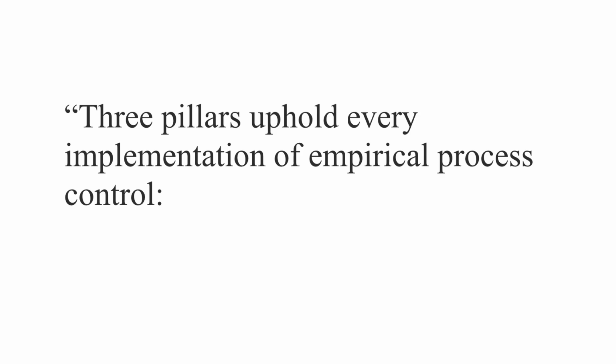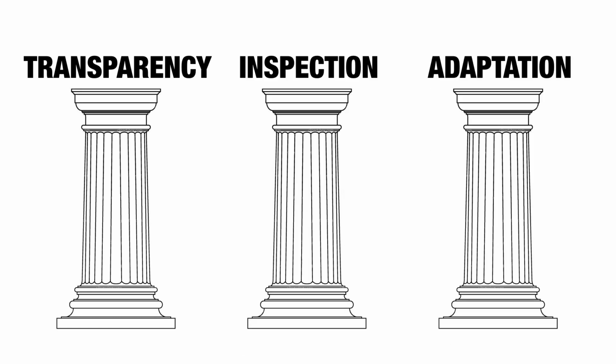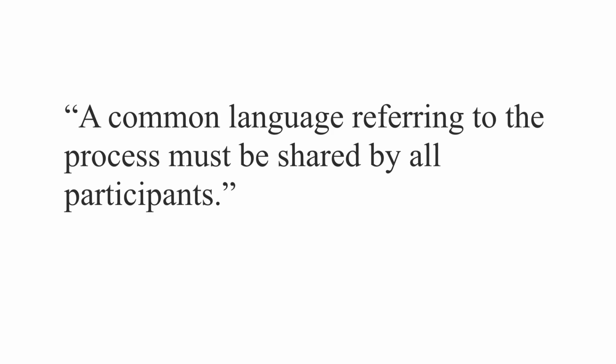Three pillars uphold every implementation of empirical process control: transparency, inspection, and adaptation. What do the three pillars mean in the context of Scrum? Well, for transparency, the Scrum Guide provides us with a couple of examples. A common language referring to the process must be shared by all participants.